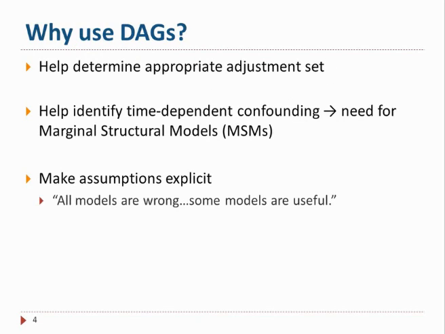So why would we ever want to use DAGs anyway? Well, they help us determine the appropriate adjustment set. As epidemiologists and public health researchers, we're often very concerned about what variables we should be adjusting for, and DAGs give us a tool to know what we should adjust for. They also help identify time-dependent confounding and the need for marginal structural models. Usually when we're adjusting for something, we just throw it in the regression model. But there are some cases where that approach is not sufficient, and we'll go over that situation.